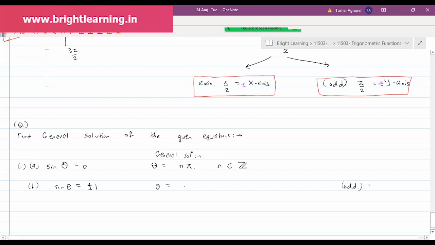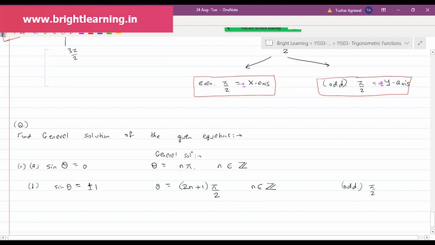Odd multiple of pi by 2. So how can you write any odd integer? You can write 2n plus 1, and n can be any integer. 2n plus 1 will definitely be odd. Odd multiplied by pi by 2. Are you getting this?